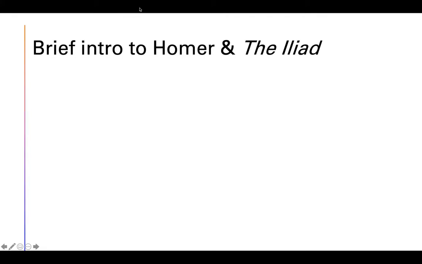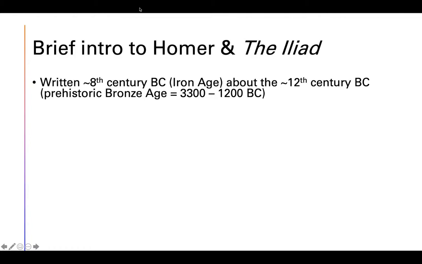So briefly, I would like to introduce Homer and the Iliad. So the Iliad itself, and Homer's writing as well, was written in the 8th century BC, so during what we refer to now as the Iron Age. And it was written about the 12th century BC, the Bronze Age. So this is something that you should keep in mind throughout your reading, that this is a text written in the past about an even further past event. So that's kind of interesting, potentially.